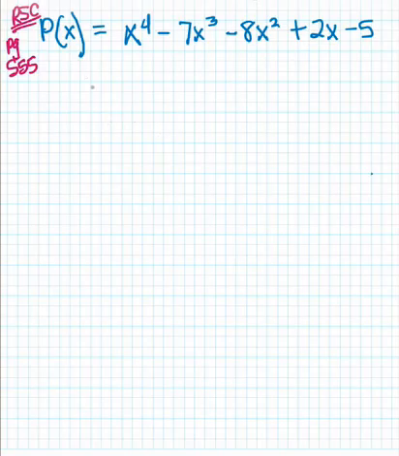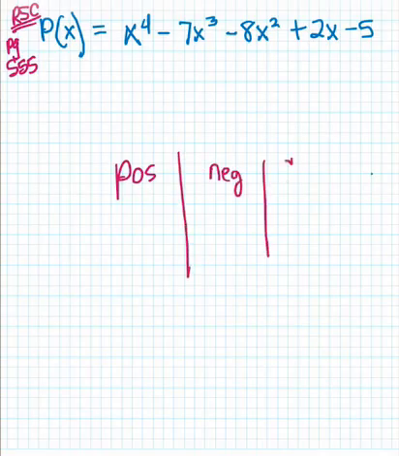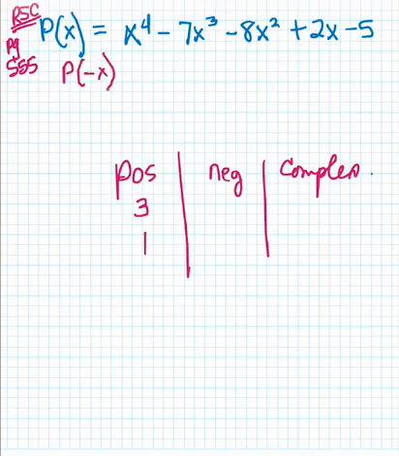That means, if I have this chart here, with the positive, the negative, and the complex, I don't know much about the negative yet, but I know for the positive I have 3 sign changes, so I could have 3 possible zeros. That's one possibility, or I could have 1 possible positive zero on the graph.